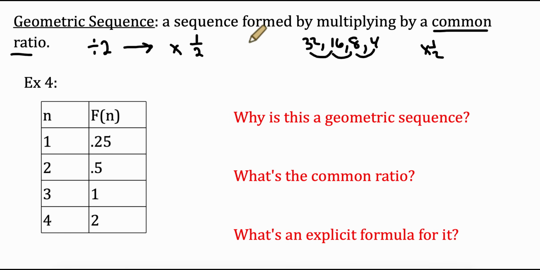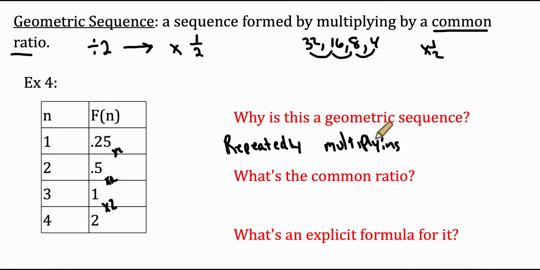All right, so is this a geometric sequence? Let's see. I multiply by 2. 0.25 times 2 is 0.5, times 2 is 1, times 2 is 2. So why is this a geometric sequence? I am repeatedly multiplying. Boom. What is that common ratio? The common ratio, what am I multiplying by every time? I'm multiplying by 2.